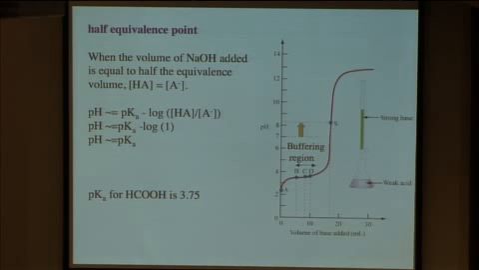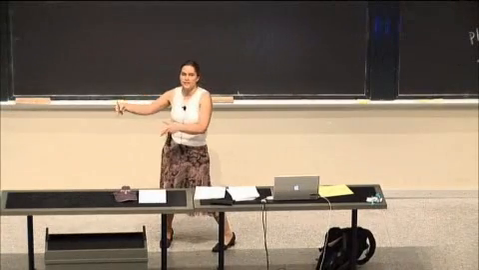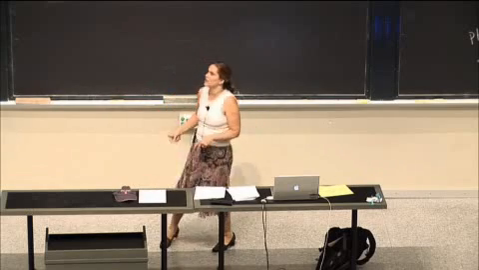All right. So buffering region. Now we're at the special kind of problem in the buffering region, the half equivalence point. So here you've added half the number of moles of the strong base to convert half the moles of the weak acid to its conjugate.